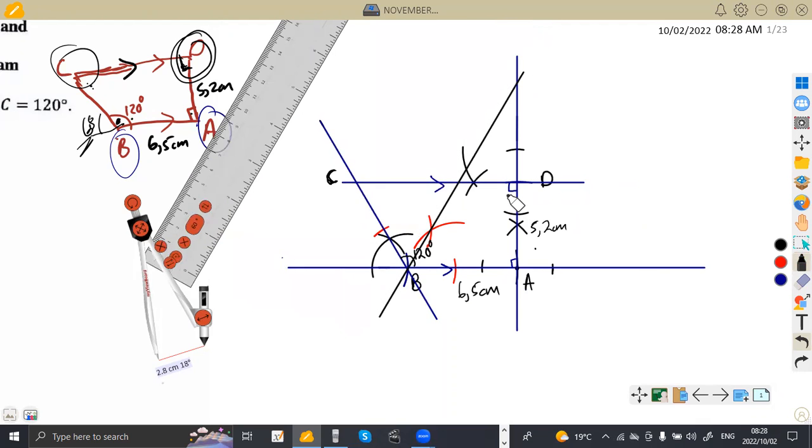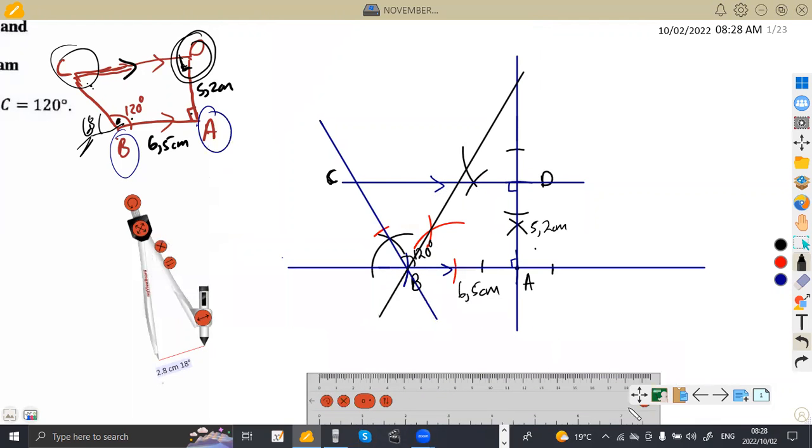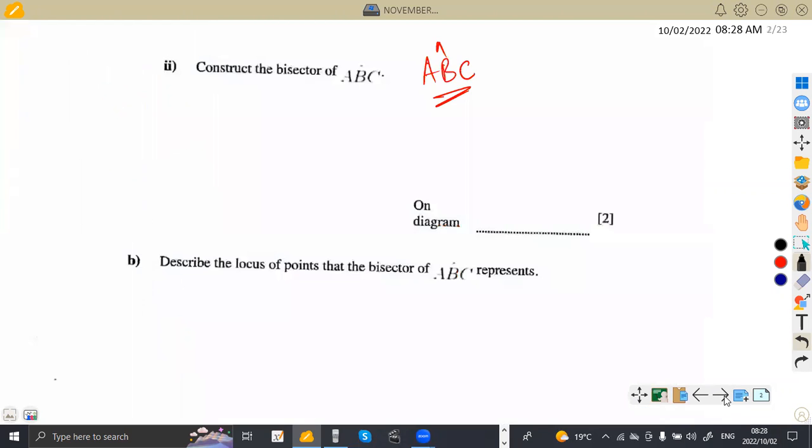But the question is for you to just bisect, do not indicate anything on this part. You are just supposed to bisect, full stop. So that was the idea of the question. I hope we are together on this one. Let us see the other part.